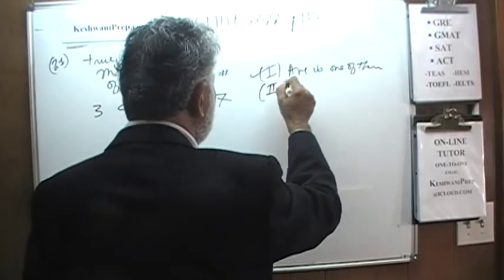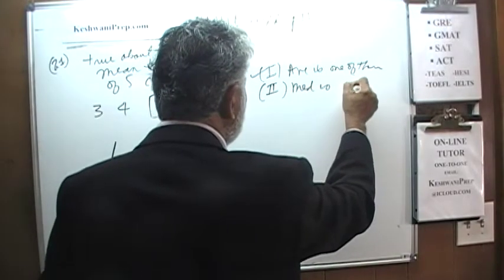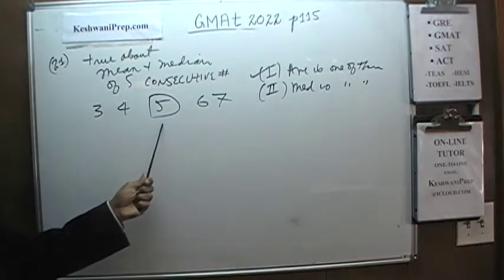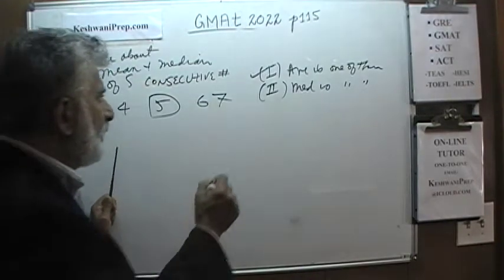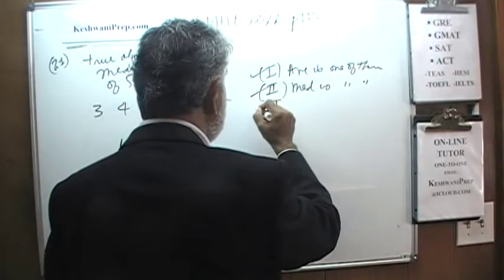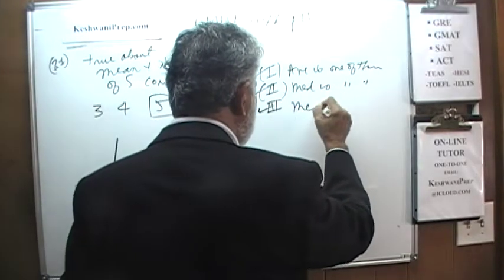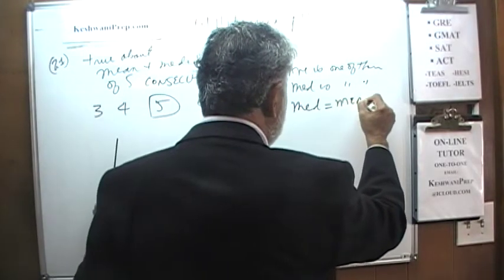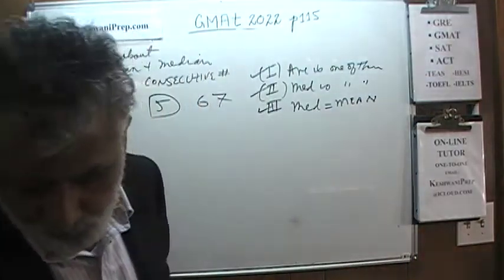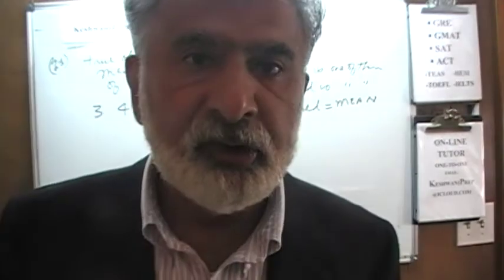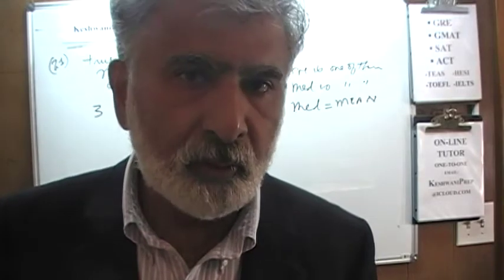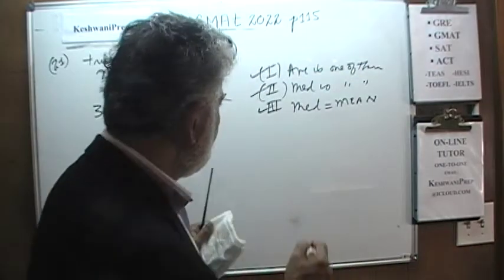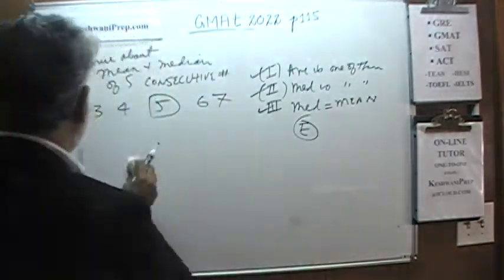Statement 2 says that the median is one of them. The median is also 5 obviously. As a matter of fact, mean and median are equal. So statement 2 is also true. And statement number 3 says exactly what we just said, that in this case the mean and the median are going to be equal. The answer is statements 1, 2, and 3. They are all true. The answer is E. Number 22.